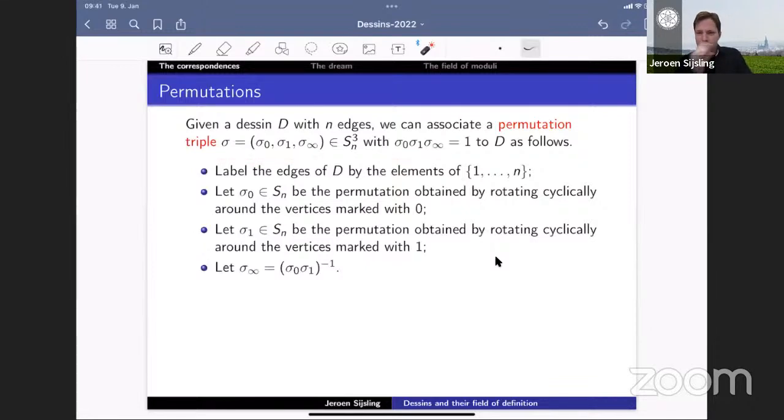My goal is sort of, how do I go back and forth between these dessins and the permutation triples? I will tell you one way how to go from a given dessin, like on the previous slide, to a permutation triple. And it goes like this. You label the edges of the dessin by the numbers from 1 to n. And the sigma 0 and the sigma 1, they keep track of what happens when you rotate cyclically. The sigma 1 inverse is just the only thing that can then work to make this product 1. It's the inverse here. There's also another way to look at this, which I will not get into.